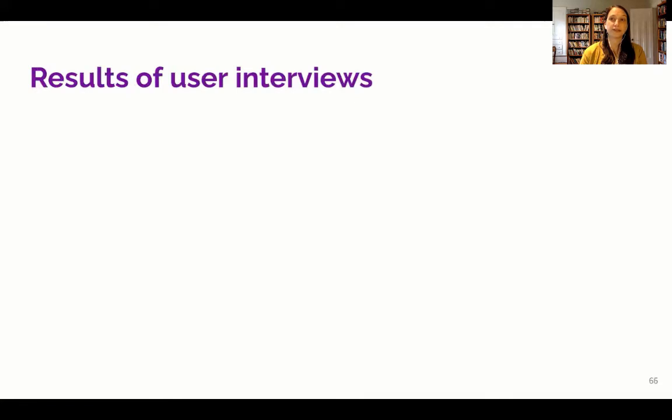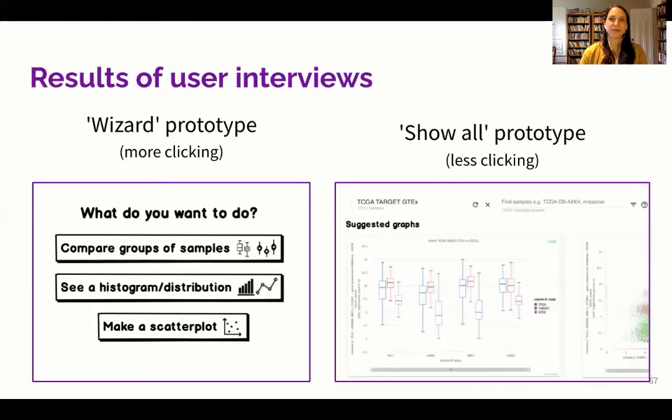The results of the interviews. So we had 2 primary designs that we were testing. We had what we called the wizard prototype, which involved a lot more clicking. Basically it asks, well, what do you want to do? Okay, what do you want to see here? Okay, what do you want it to look like? Okay, and then it would show the graph.